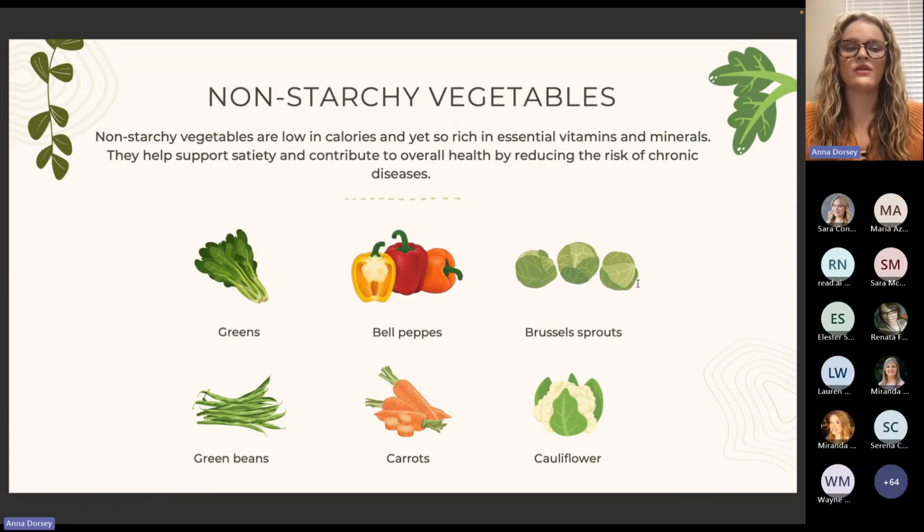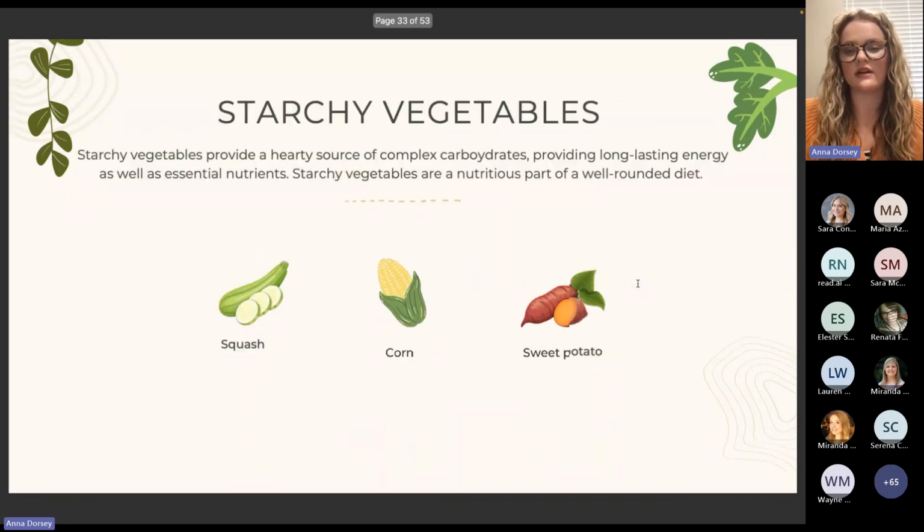Next is non-starchy vegetables. So non-starchy vegetables are going to be low in calories, but they have so many essential vitamins and minerals, and they're going to, again, help support that satiety. And overall, they're going to help reduce your risk of chronic diseases. Just again, think back to all those benefits of the fiber and the mechanical aspect, it's going to cause you to chew more and things like that, eating foods like this. And so it's going to help promote your mindfulness as you're eating. So some good sources of non-starchy vegetables are going to be things like greens, bell peppers, Brussels sprouts, green beans, carrots, and cauliflower.